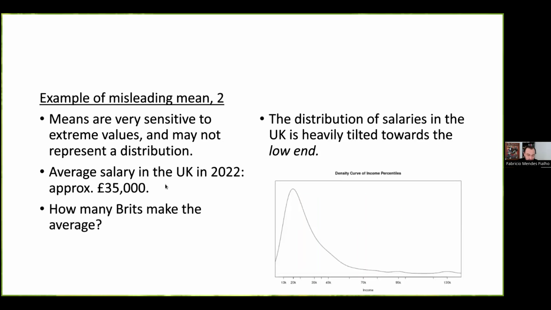So for instance, sometimes governments brag that the national income is increasing, okay? For instance, in 2022, the average salary in the United Kingdom was approximately 35,000 pounds per year, okay? But how many Brits make the average, how many make more than the average, right? And does the mean reflect the actual distribution of income in the country?